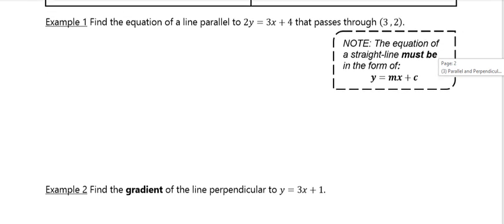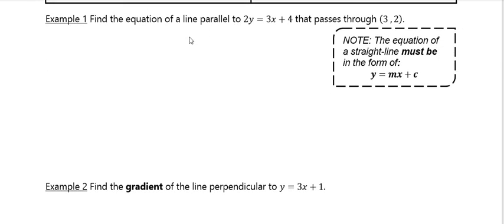Now let's start on the first example. Find the equation of a line parallel to this equation, and that line must also pass through this coordinate, right? Now, let's have a look at the lines first. Let's say that this line is line 1, and the line that you are going to find is another line, line 2.